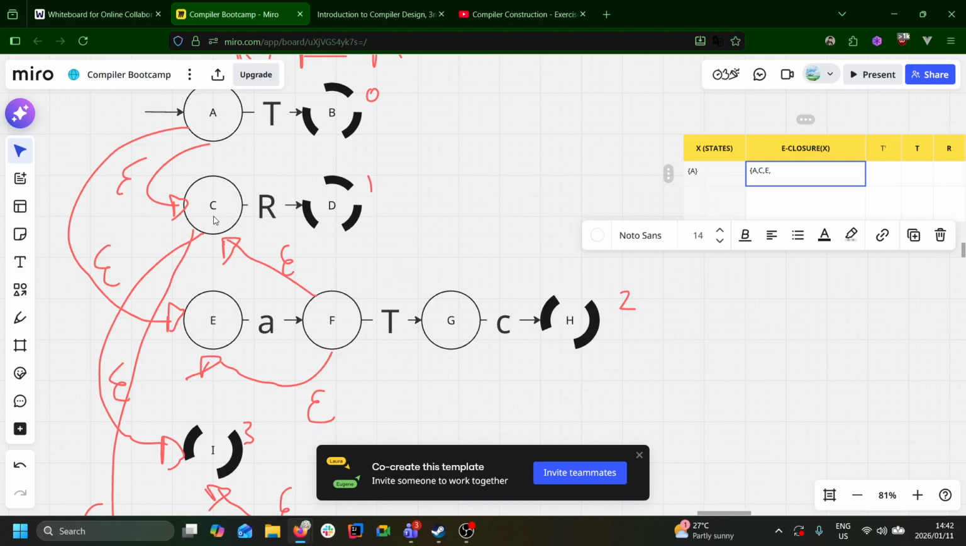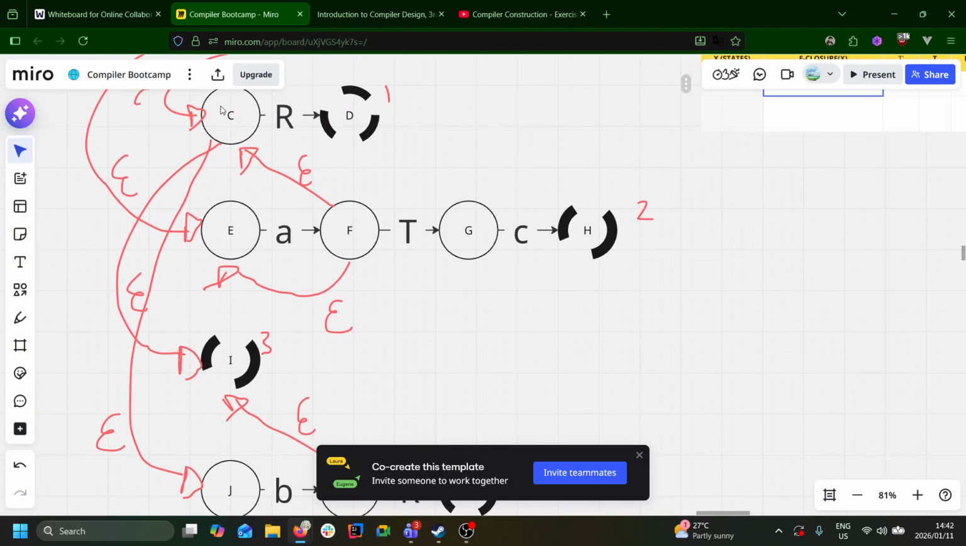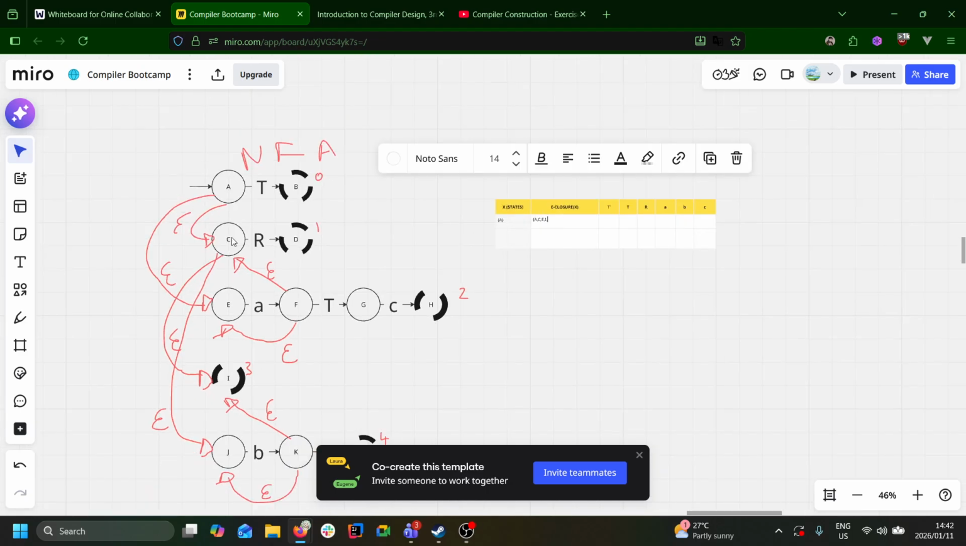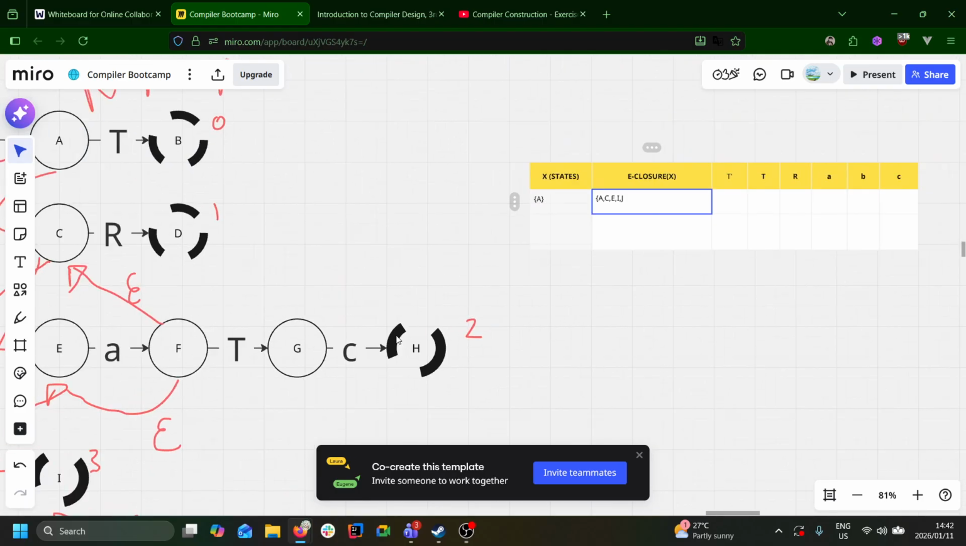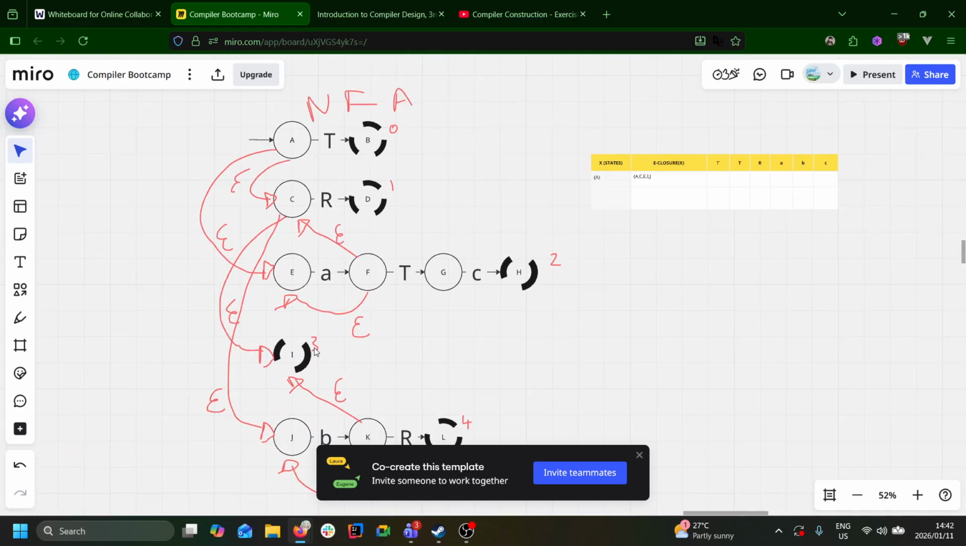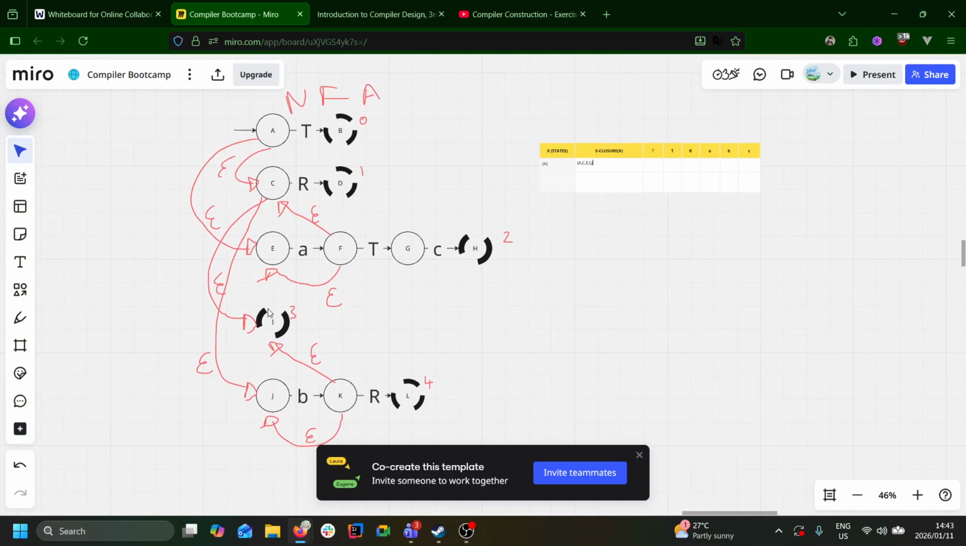From C, we can go to I. And then from E, we cannot go anywhere else. Oh, from C, we can go to J as well. So C can take us to I, and C can also take us to J. So our first state is going to be A, C, E, I, J. And then what else do we have? Okay, I don't see any other transition.